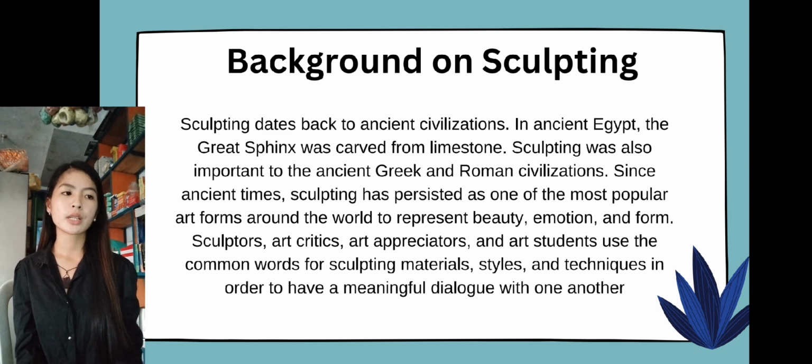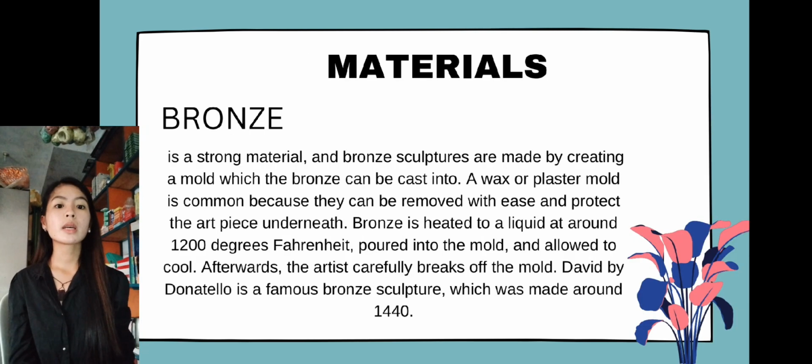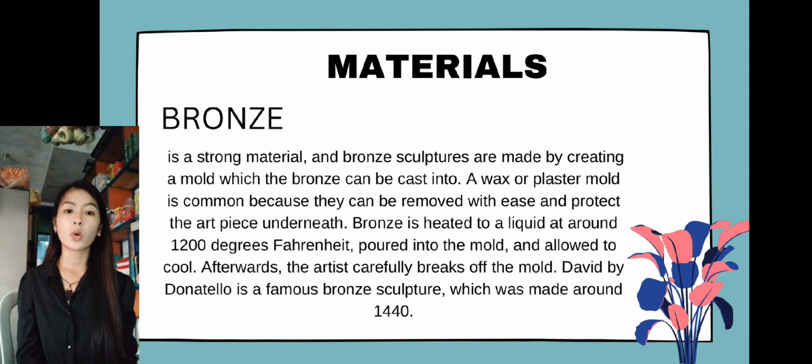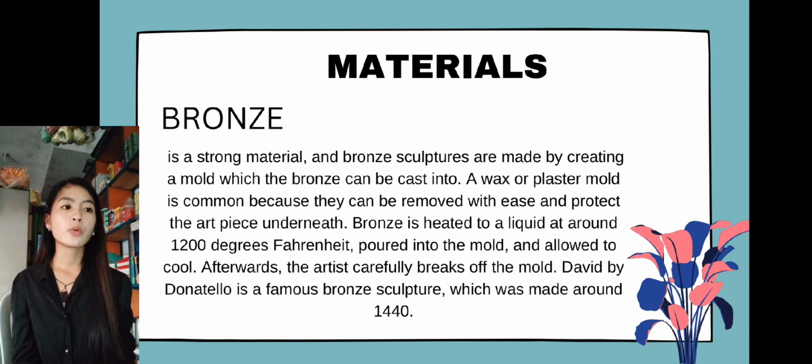Sculptors, art critics, art appreciators, and art students use common words for sculpting materials, styles, and techniques in order to have a meaningful dialogue with one another. In sculpture or carving, we use different materials. Number one is bronze. Bronze is a strong material, and bronze sculptures are made by creating a mold which the bronze can be cast into.